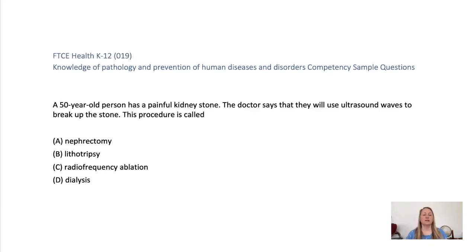A 50-year-old person has a painful kidney stone. The doctor says they will use ultrasound waves to break up the stone. This procedure is called A. Nephrectomy, B. Lithotripsy, C. Radiofrequency ablation, or D. Dialysis. A. Nephrectomy is incorrect. This is a surgical procedure to remove part or all of the kidney.